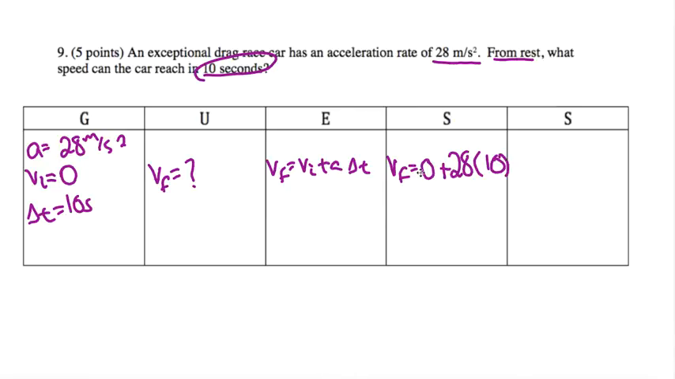So adding 0 to something doesn't change anything. The final answer will just be 28 multiplied by 10. So our velocity final is equal to 28 times 10, which is 280. Since it's a velocity, our label is meters per second. A much easier problem. That should be your final answer.